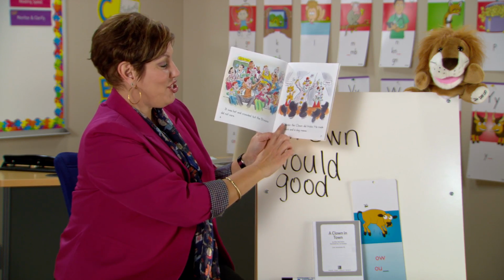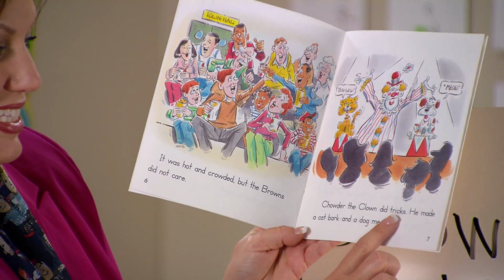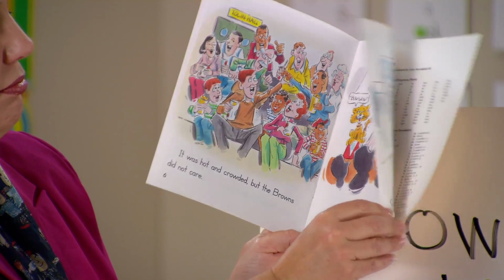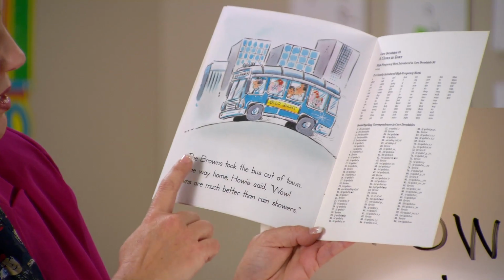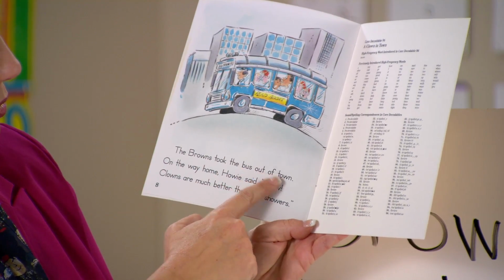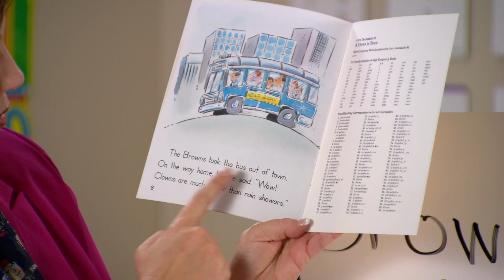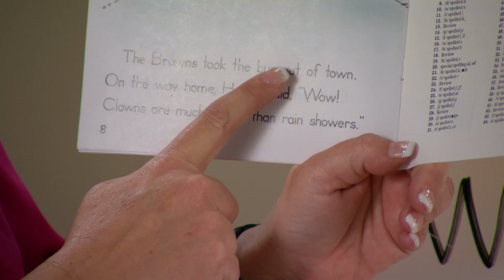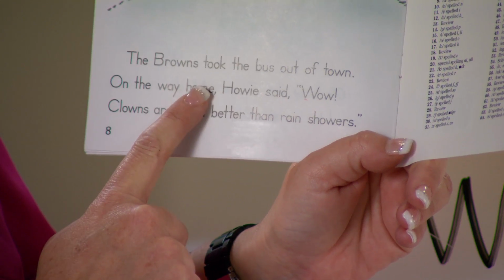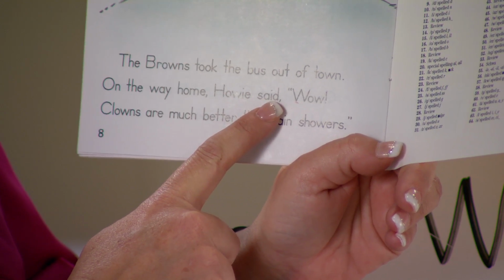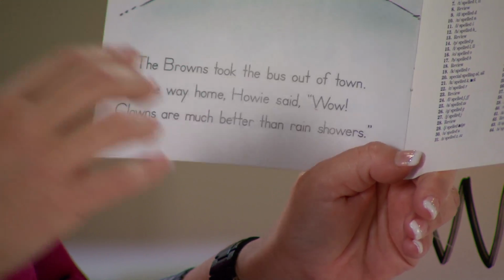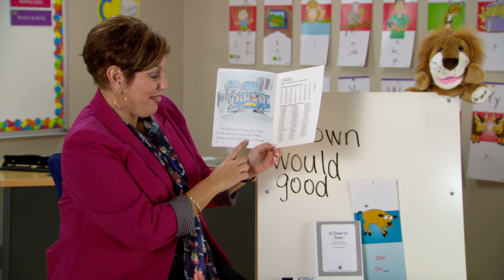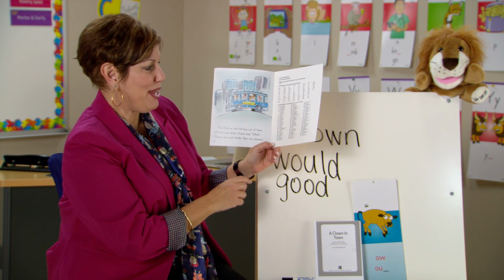And everybody together. Chowder, the clown did tricks. He made a cat bark and a dog meow. Page 8, our last page, everybody silent, please. Everybody together. The Browns took the bus out of town. On the way home, Howie said, what happens when there's quotation marks, everybody? We change our pitch a little bit, right? Howie said, wow, clowns are much better than rain showers. Much better, huh, boys and girls?